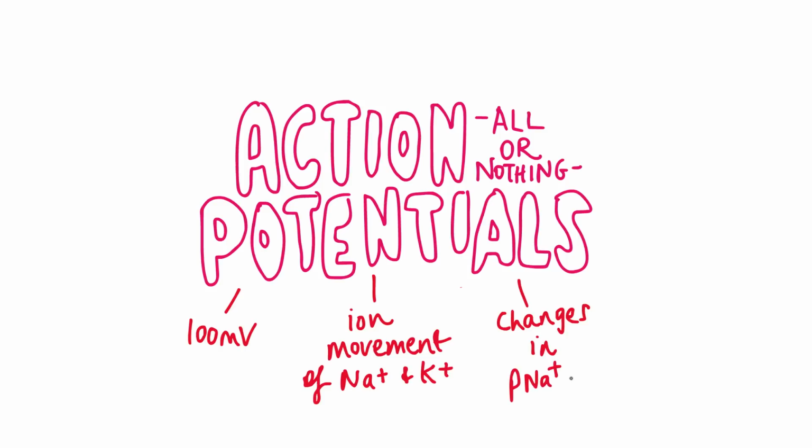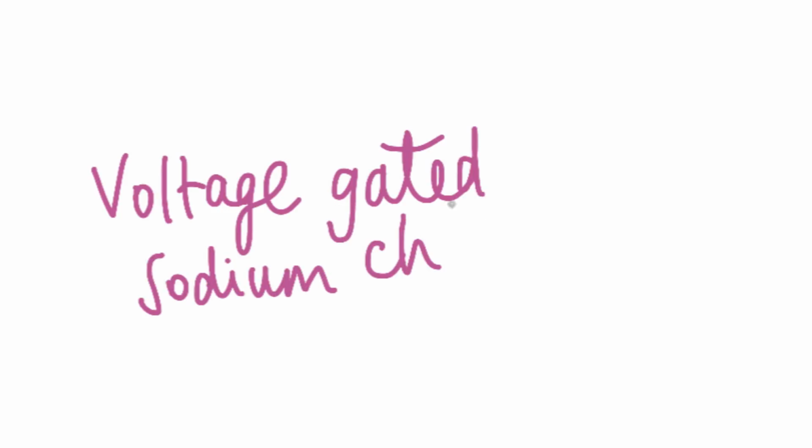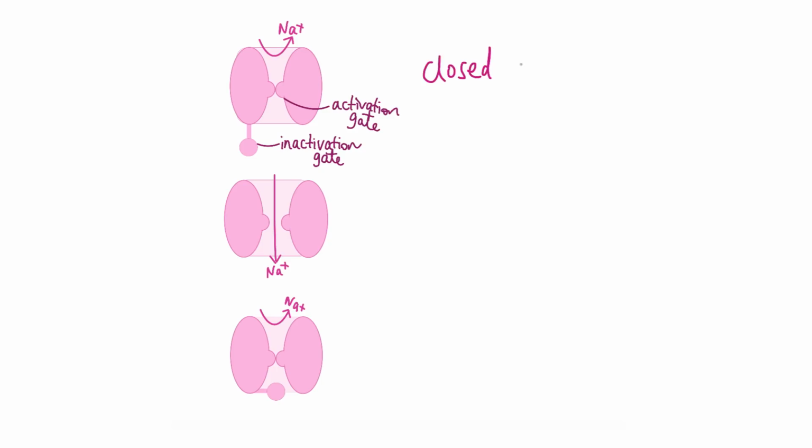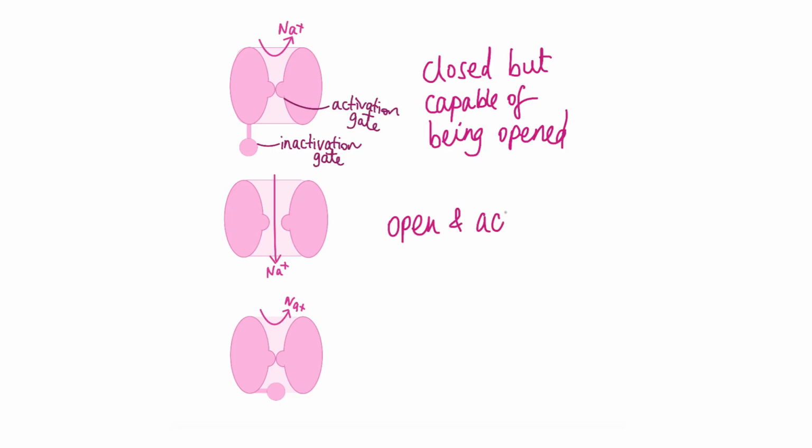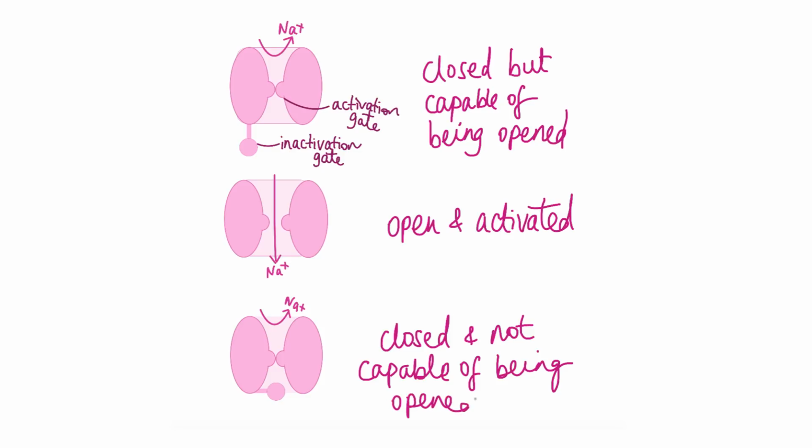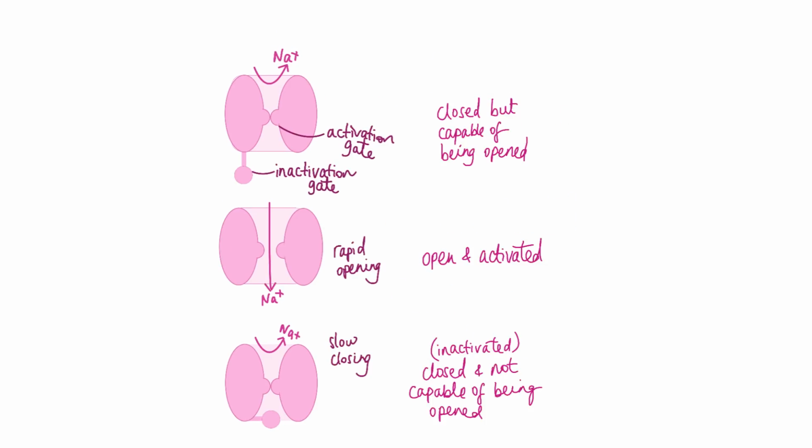These are driven by voltage-gated sodium and potassium channels. Voltage-gated sodium channels have three states. They can be closed but capable of being opened. This is at a voltage where it is not open, but a change in voltage will cause it to. They can be open and activated. This is when the voltage is enough to cause a conformational change in shape to the gate, so sodium can enter. Or closed and not capable of being opened, inactivated. A change in membrane voltage will not cause this gate to open. This protects the nerve from exhaustion and helps in the refractory period.